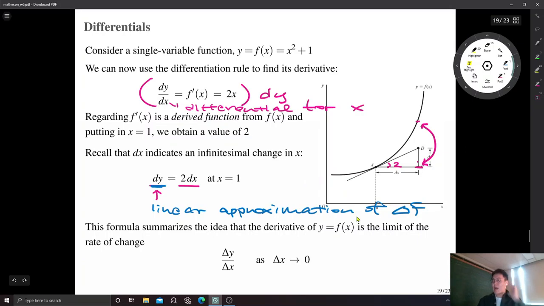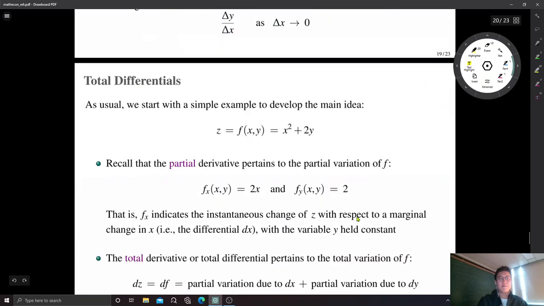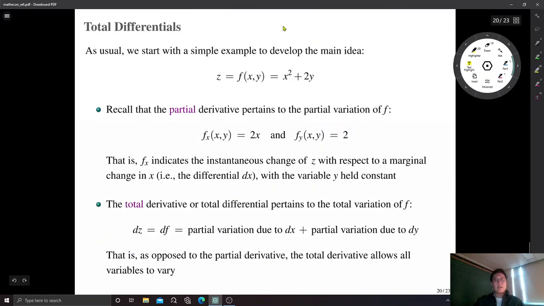So how do we have to deal with the total variation of a function when the function depends on several variables? Okay. So now if we consider a function depending on two variables x and y, and if we compute the partial derivatives, the partial with respect to x becomes 2x because now we consider 2y as a constant, right? And then the partial with respect to y gives me 2 because now x squared is a constant, okay?